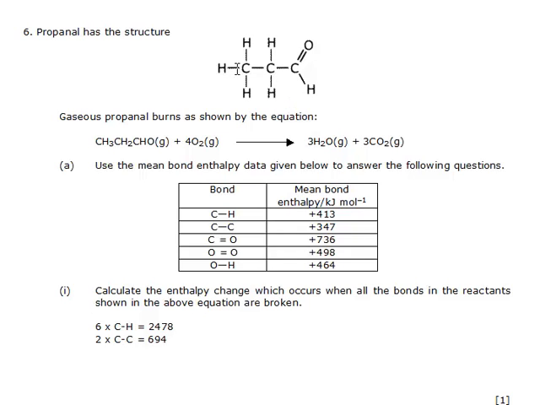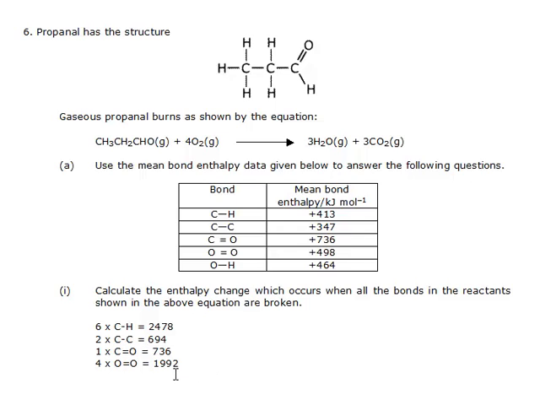What else have we got? 1 C double bond O, equals 736. And don't forget there's 4 oxygens, so there's also 4 times O double bond O. O double bond O is 498. 498 times 4 comes to 1992.